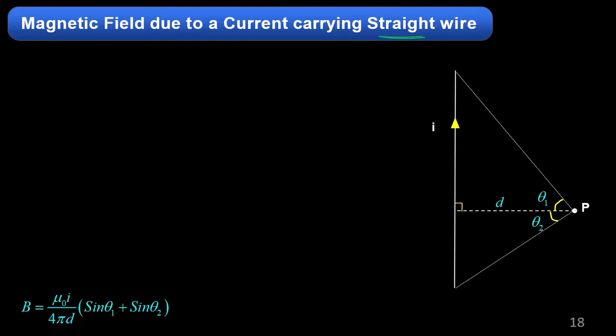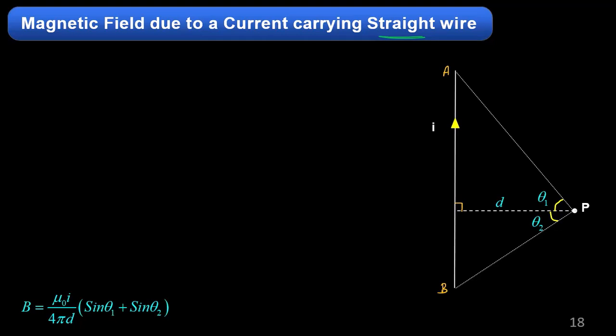D is the perpendicular distance of the point P from the current carrying wire. Now let us say these are the two extreme points A and B of the wire. Once I connect P with A and P with B, I find that theta 1 and theta 2 are the two angles subtended by the points A and B with the perpendicular distance. So theta 1 and theta 2 have to be measured from the D length.